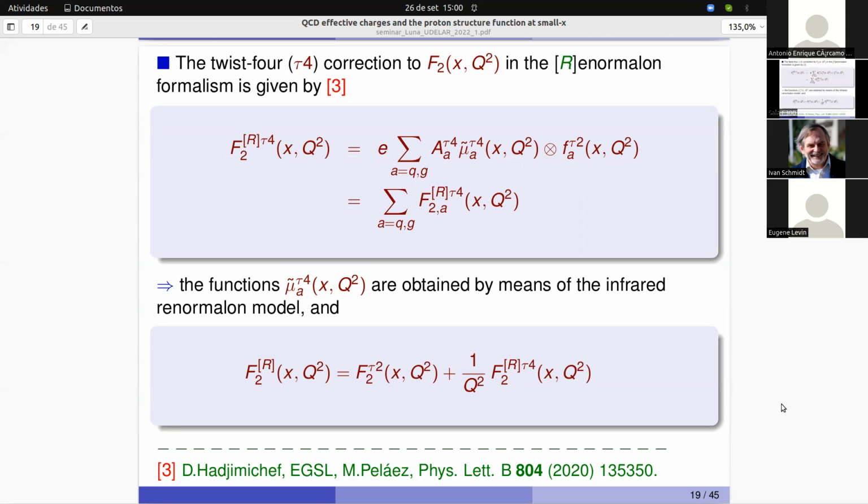So twist 4 can be written in this way. We see that twist 4 is a convolution of a function that appears in the leading twist with a term that is the contribution in twist 4, but this is well known and is obtained by means of the infrared renormalon model. So the contribution up to twist 4 can be written in this way, and finally we can find the expressions for this next twist contribution.